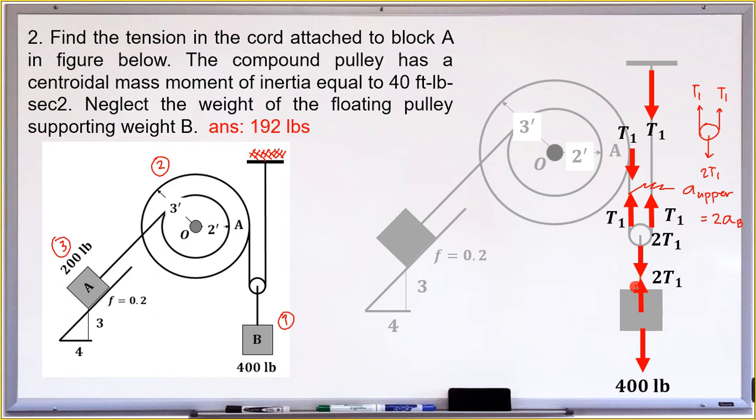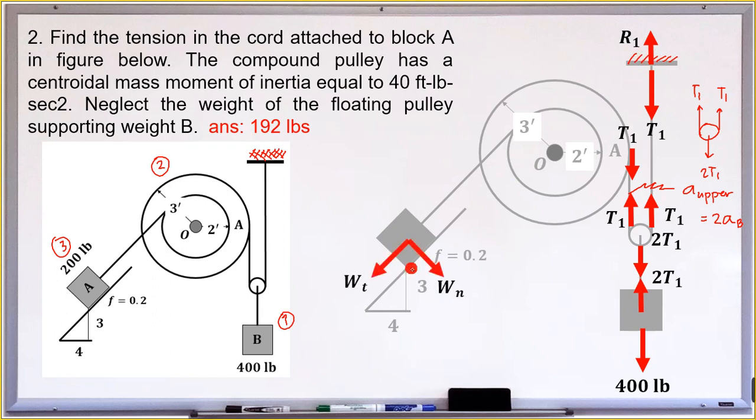So B accelerates slowly: the rope attached to B has a smaller acceleration compared to the rope that encircles the floating pulley. Okay, so remember that one. Now we have the reaction at the attachment of the upper rope, R1.